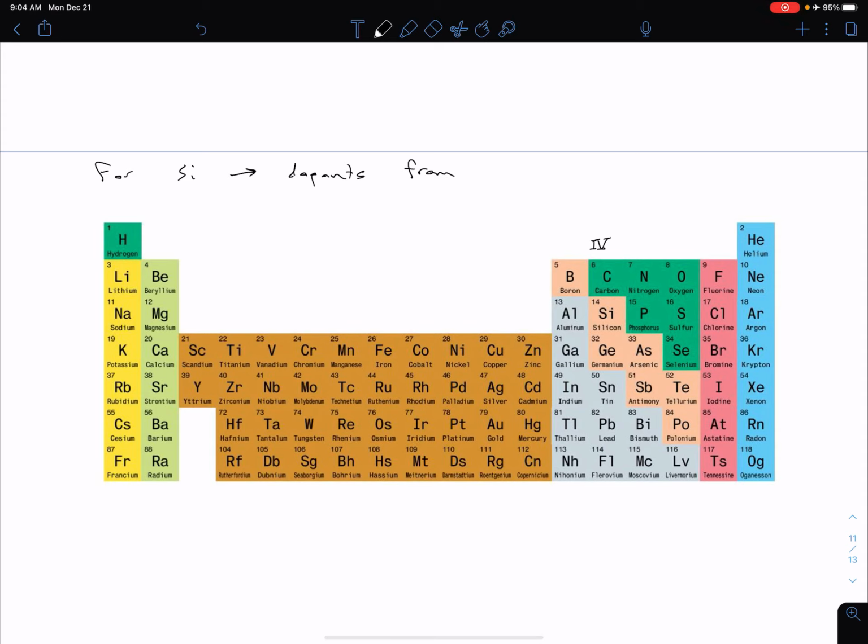So dopants from group 3 over here on the left, and the one that we're going to look at, a common one, is boron. Or we could also have dopants from group 5, over here on the right. And a common one that we're going to look at is phosphorus. But again, we'll see why, just keep in mind this underlying chemistry and how it relates to our valence electrons as we go through the next couple videos.